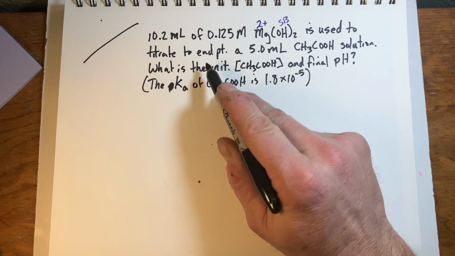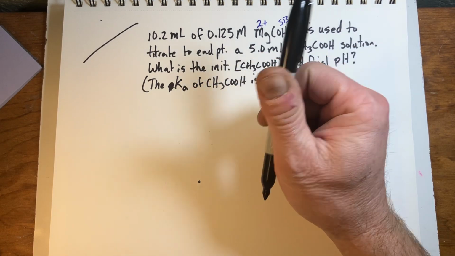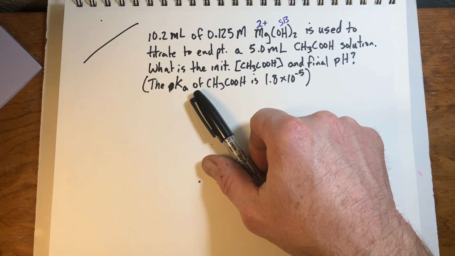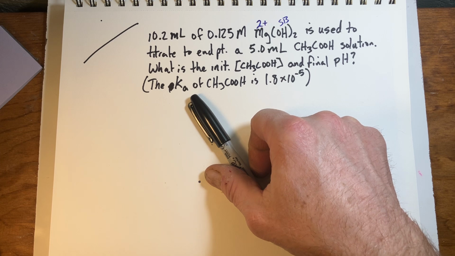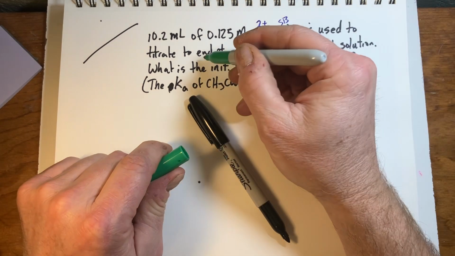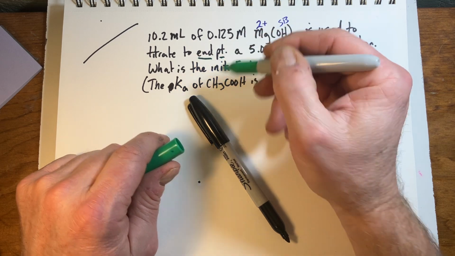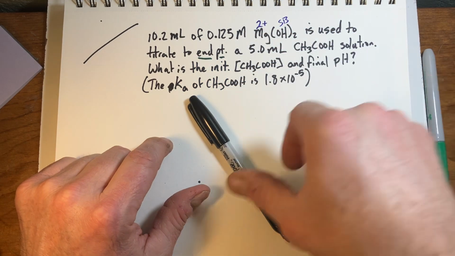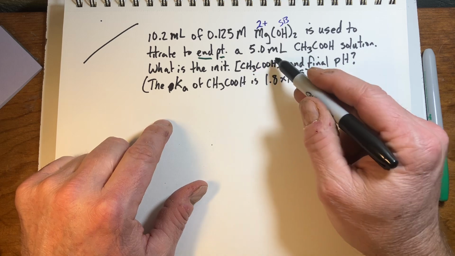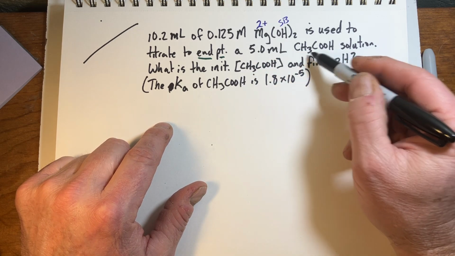It's used to titrate to the endpoint. Now that's important, because then we know we have to have an equal amount of the acidic protons with the basic protons, so we're going to underline that. That's important in our ICE table that we're going to generate. It's added to, or titrating, 5 mL of acetic acid.